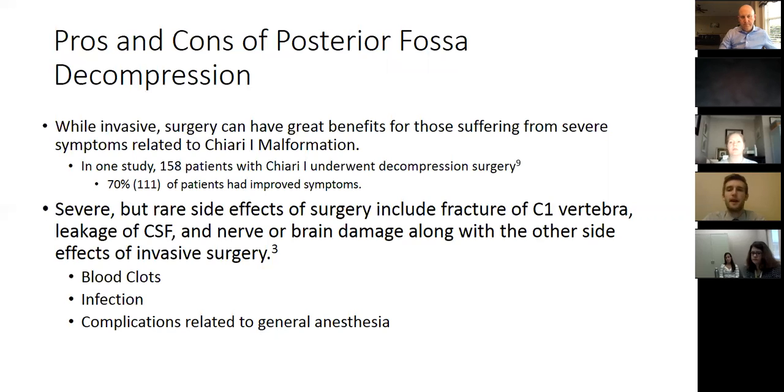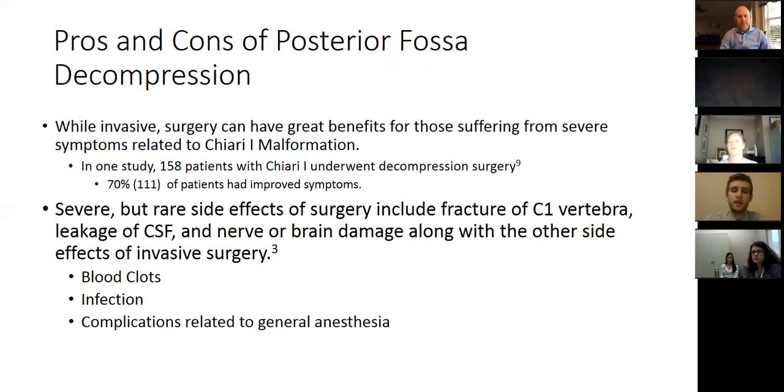So the pros and cons of posterior fossa decompression. While the surgery is very invasive, the surgery can have great benefits, especially for those with severe symptoms related to Chiari-1 malformation. So some study results. In one study, 158 patients underwent decompression surgery, and it had a very good improvement rate, about 70%. That is not to say this was without side effects.